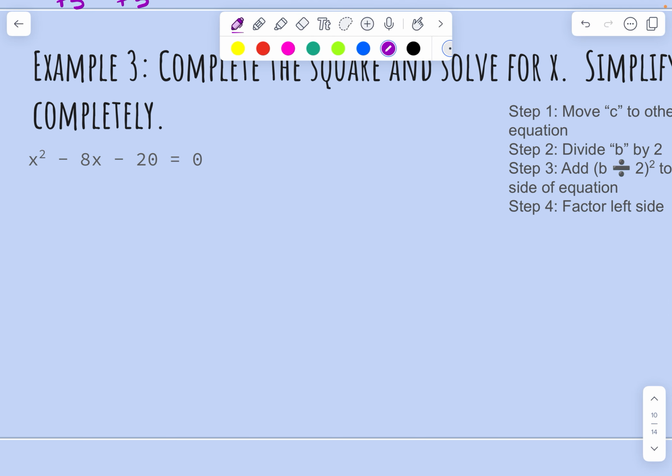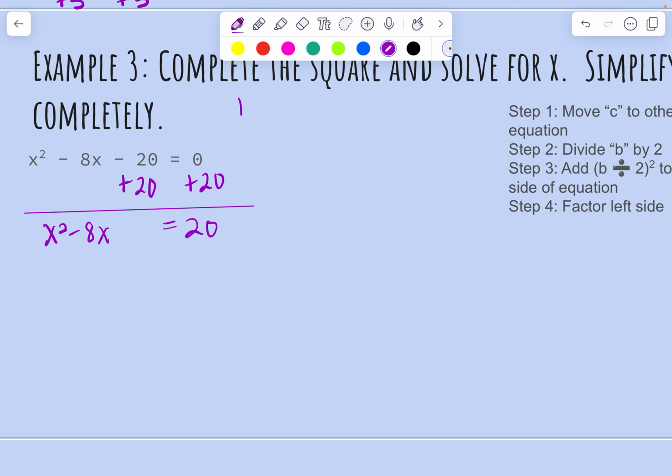Let's try another one here. X squared minus 8x minus 20 equals 0. So we got to get rid of that 20 to begin with. And then we have x squared minus 8x equals 20. So here, b is negative 8. If I divide that by 2, I get negative 4. Negative 4 is going to be my magic number. Negative 4 squared is 16. So I'm going to add 16 to both sides.